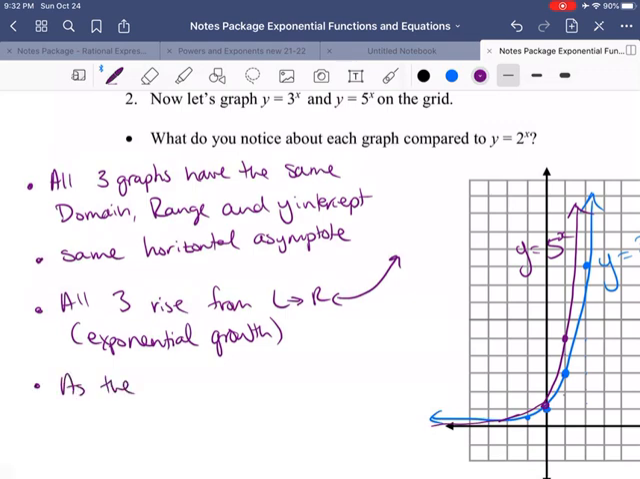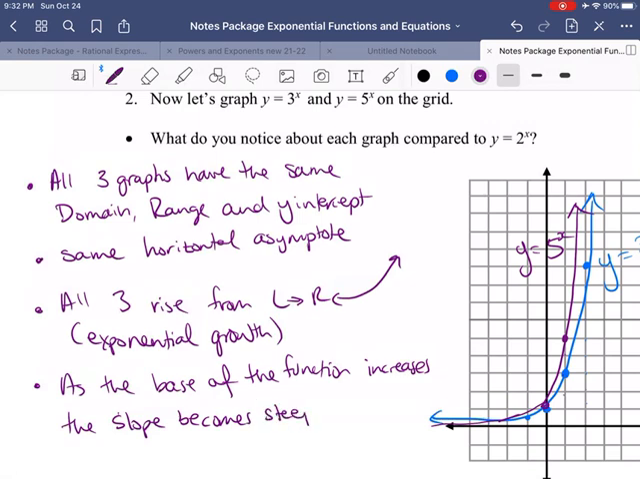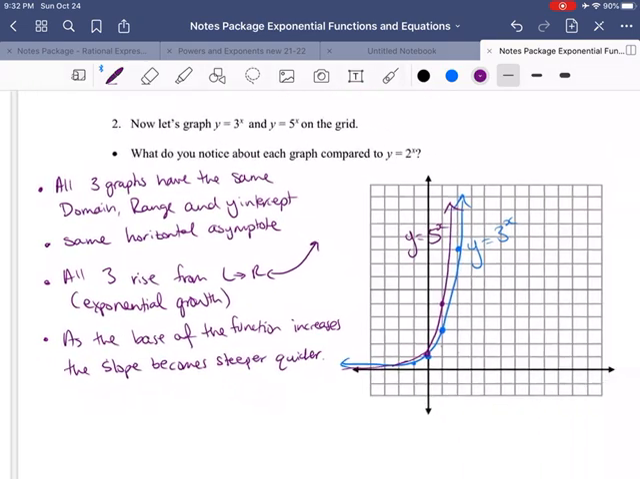As the base of the function increases, the slope becomes steeper quicker. Sure, that's poor grammar, but there you go.